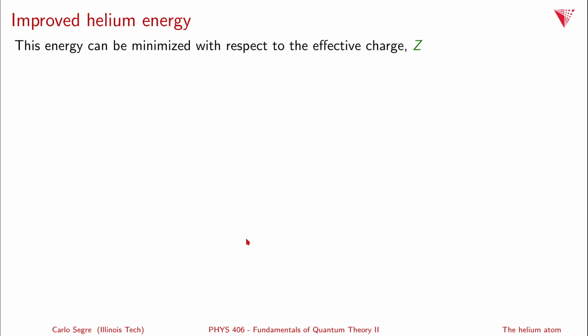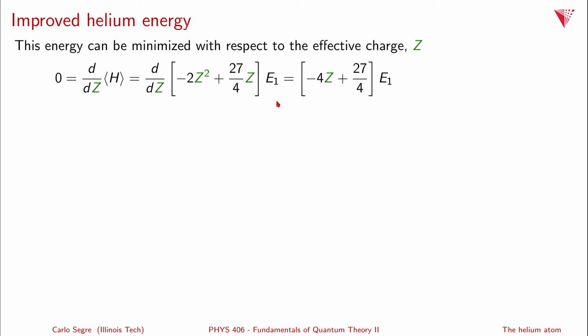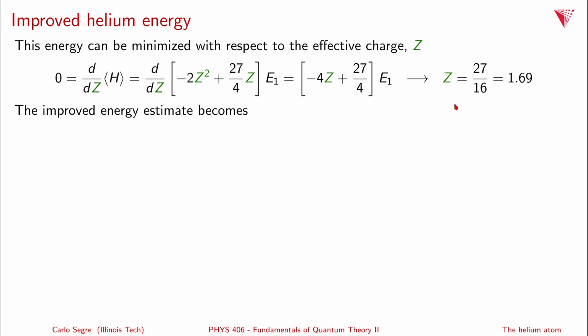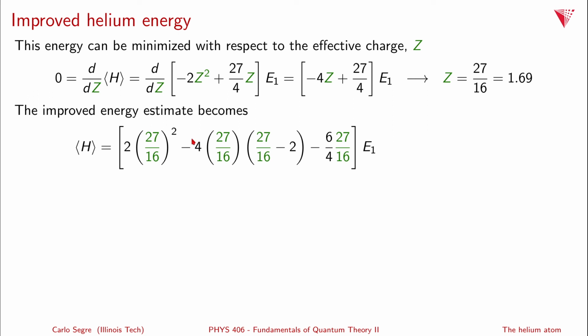Now, using the variational method, we minimize with respect to the effective charge, z. So we take the first derivative of the expectation value of the Hamiltonian with respect to z. And this is d by dz of minus 2z squared plus 27 quarters z, all times E1, which is just a constant. This gives me minus 4z plus 27 quarters, all times E1, and that's equal to 0, which means that z is equal to 27 over 16. Now remember, z is nominally 2 here, and so this is a little bit less than 2. 32/16 would be exactly 2. And this is 1.69.